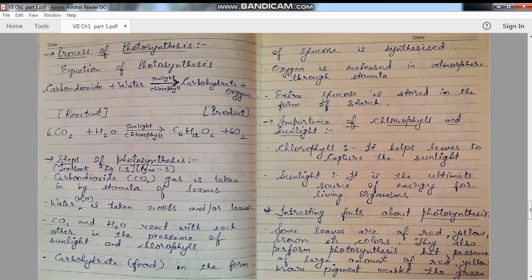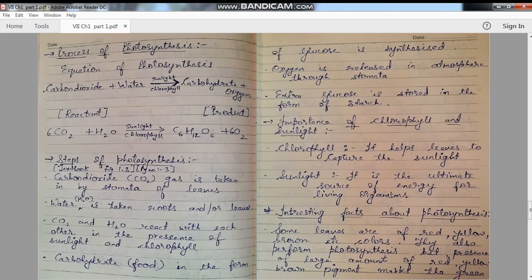Now this part will help us to know about photosynthesis. Looking at the equation of photosynthesis, it shows that carbon dioxide plus water will react with each other in the presence of sunlight and chlorophyll and will form carbohydrate plus oxygen.